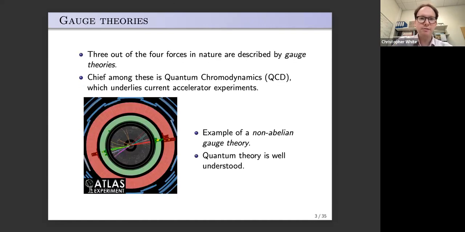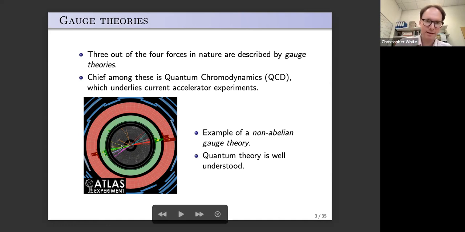So what are gauge theories? Well, as we all know, 3 out of the 4 forces in nature are described by gauge theories. Now, I have in mind here the forces that are in the standard model of particle physics. You may object and say, well, gravity itself is sort of like a gauge theory. But I do want to draw a distinction in this talk between things like abelian or non-abelian gauge theories, Yang-Mills theory or something, and gravity. So I will just use the term gauge theory to mean non-gravitational theories in the talk. Now, the one we arguably care about the most, perhaps, is quantum chromodynamics, because that underlies current accelerator experiments.